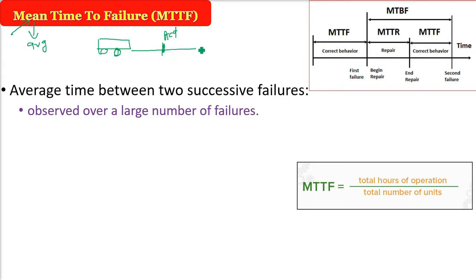So we will not do it for once. We'll try to find out these times, number of times, then we'll take an average, and that is the MTTF. So it is the average time between 2 successive failures, observed over a large number of failures, not one. The system is working fine, it fails.